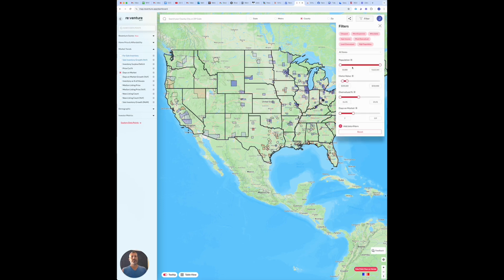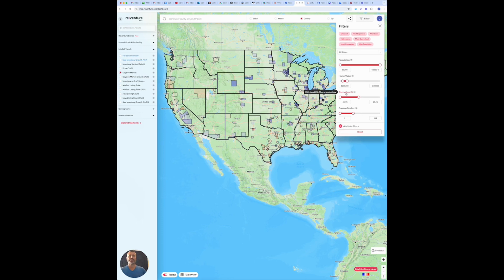I want population of at least 50,000 in the county. It's going to include some smaller counties. That's okay. We're fixing and flipping. There are homestead buyers in all of these counties. I want home values at least $200,000, no more than $500,000.